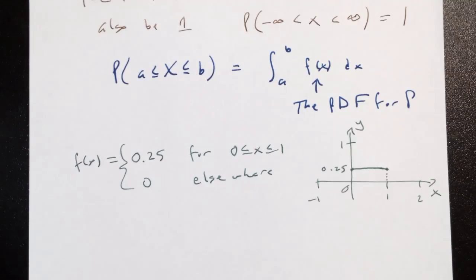Geometry question, what's the formula for the area of a box? Length times width. What's my total? Because it's only 1 unit wide and it's 0.25 tall, the total area is 0.25. This is not a valid PDF.